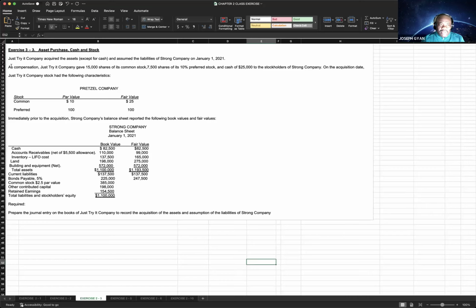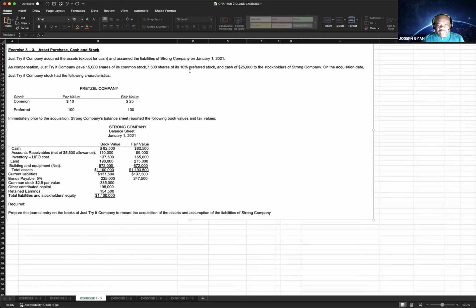So if you look at this one here, Just Try It company acquires the assets, except they are not acquiring any of the cash, and assumes the liabilities of the Strong company on January 2021. As the compensation, Just Try It A company gives shares of 15,000. So they are giving them the shares of 15,000 of A stock.